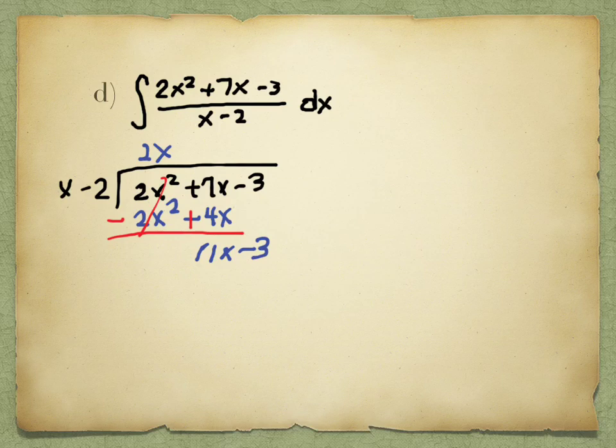And we're not done because I still have a degree that's the same, right? I have 11x minus 3, which is a degree 1 polynomial, and I've still got x minus 2 on the outside, which is a degree 1 polynomial, so I can do one more step. How many do I need to multiply x by to get 11x? 11. Okay, so we go through, we do the multiplication, I get 11x down here, and then I have 11 times -2.